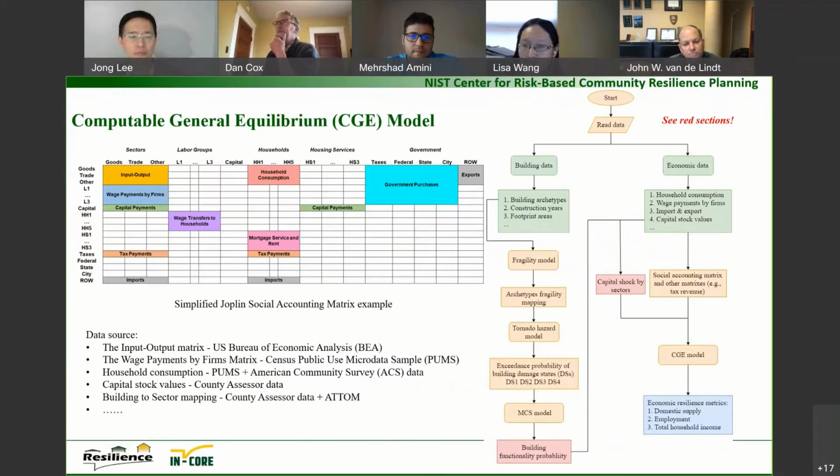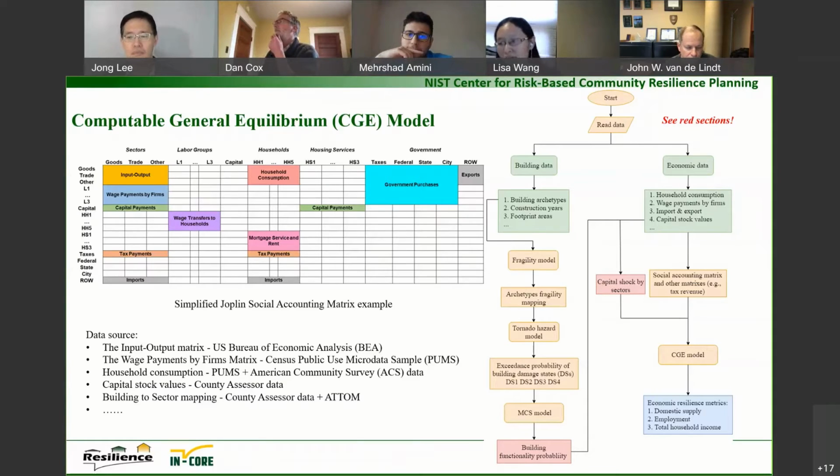First, I will introduce the CGE model generally. The computable general equilibrium model, the CGE model, is a data-driven model that can simulate the flow of results among the entities, including households, firms, and the local government. The model can predict the dynamic economic change in domestic supply, employment, and total household income. The social accounting matrix is the most important matrix for the CGE model. The matrix organizes the data, can model the interaction among the entities, and can represent the flow of results in the economy at a point in time.